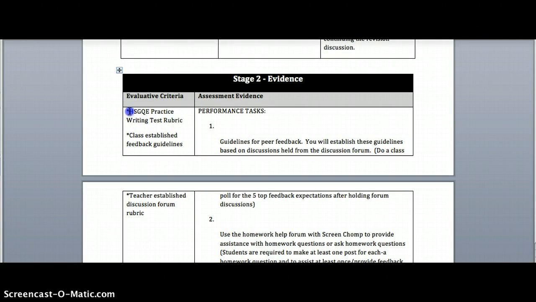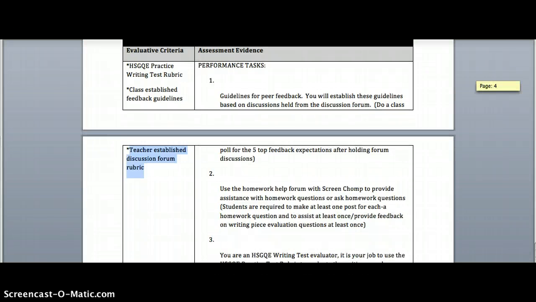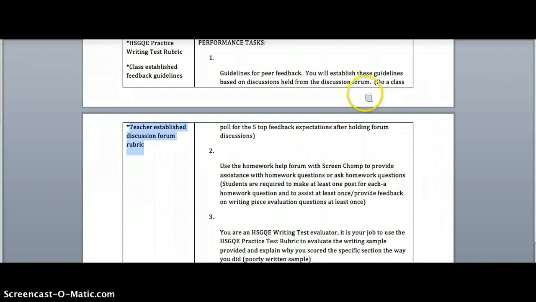Moving on to stage 2, we'll be using the HSGQE practice test rubric as our major tool of focus, and I'll scroll down and show that to you in just a moment. We will also have class established feedback guidelines, which we'll do through a Moodle discussion forum and a poll. And then I have some discussion forum rubric guidelines that I also have, and we'll take a look at those in just a bit. But moving through, I have performance tasks that focus on peer feedback, and this is just so that students will be able to establish their common language.